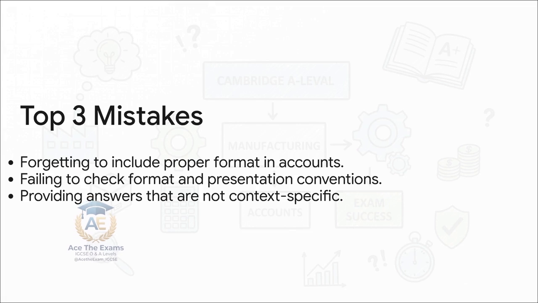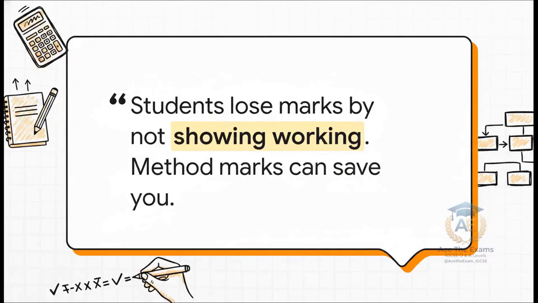And mistake number 3, this is the biggest one, providing answers that are not specific to the given context. Look at this student's evaluation paragraph. It's just generic accounting theory. The prompt was about a custom furniture manufacturer. To get the marks, your evaluation absolutely must talk about direct materials like specific types of wood, direct labor constraints like skilled carpenters, and machinery depreciation specific to saws and sanders. Context is literally everything.